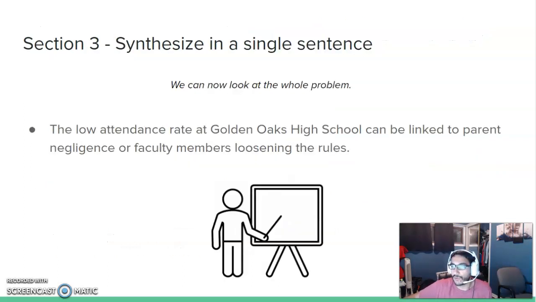On slide 4, synthesize in a single sentence. All in all, the problem is the low attendance rate at Golden Oaks High School, which can be linked to parent negligence or faculty members loosening the rules. And I kind of talked about that on the previous slide.